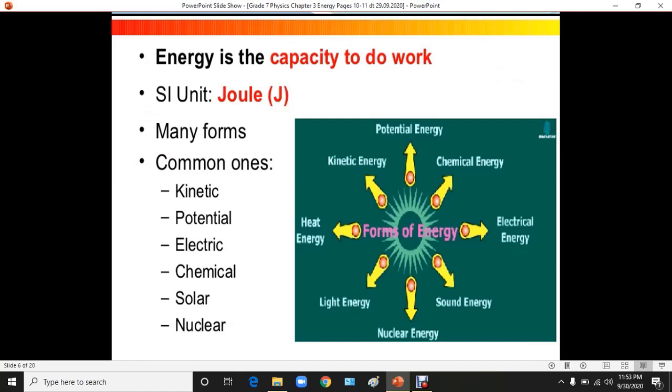Energy is the capacity to do work, and the SI unit for energy is the joule. The symbol of joule is capital J. Here are the commonly known forms of energy, particularly kinetic energy, potential energy, chemical energy, electrical energy, sound energy, nuclear energy, light energy, and heat energy.